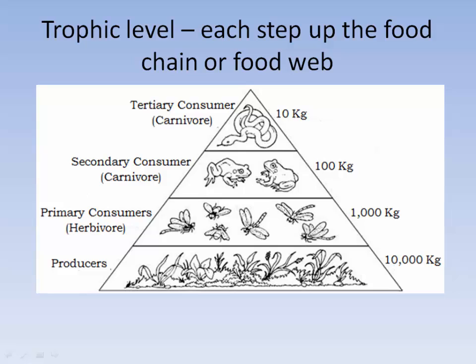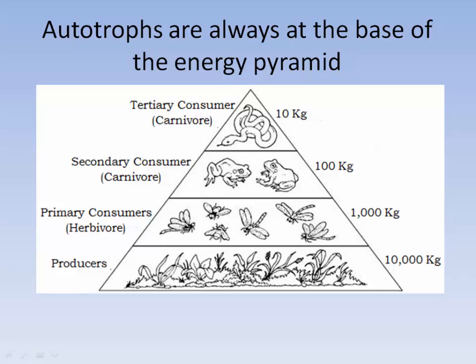A trophic level is just each step up the energy pyramid. So when we go from producers to herbivores, we've moved from one trophic level to another. If we go from the primary consumers, the herbivores, to secondary consumers, carnivores, we would move up a trophic level. And if we go up finally to the third level consumers or tertiary consumers, we would move up another trophic level. Autotrophs are always at the bottom of the energy pyramid. The producers are always at the bottom. It's really important to remember.